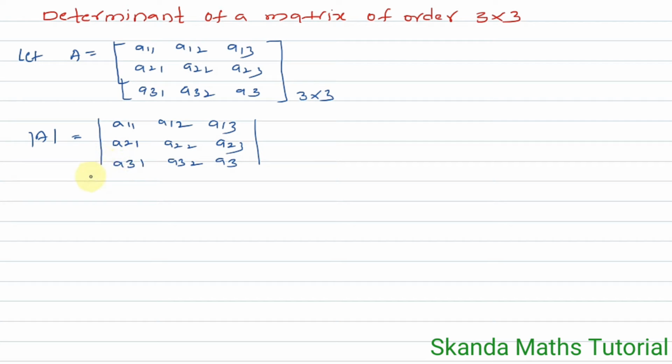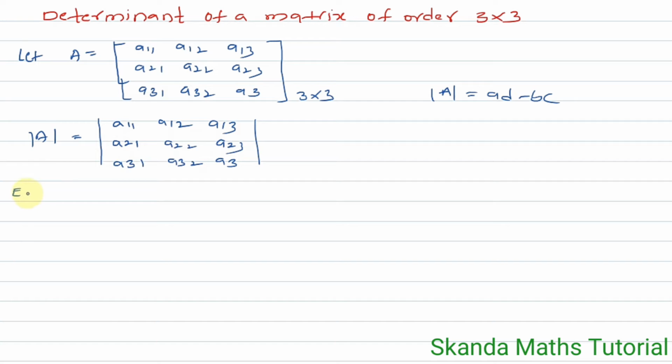Now we have to find what the determinant of this is. In 2 by 2 it is simple, that is AD minus BC, but here it is very different. The determinant we can find along the first row, or along the second row, or along the third row. In the same way, along the first column, second column, or third column. We have to find it using either one of the rows or one of the columns. First I want to find it along the first row.